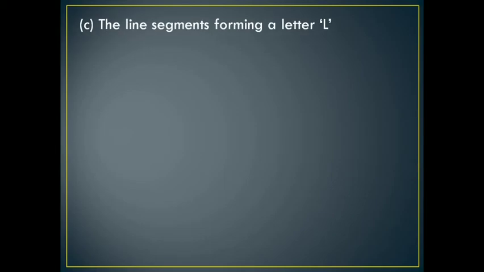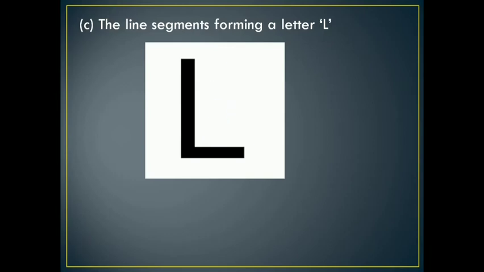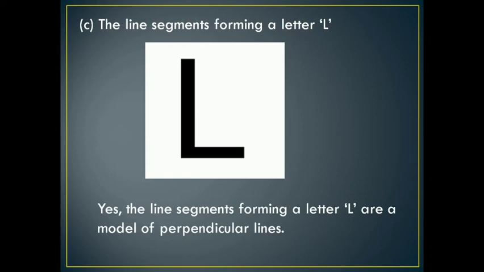C. The line segments forming a letter L. Now look here, this is an L, and you can see that the horizontal line and vertical line are intersecting and make a 90-degree angle, which is a right angle. So we will write, yes, the line segments forming a letter L are a model of perpendicular lines.